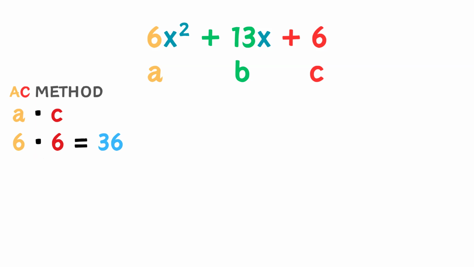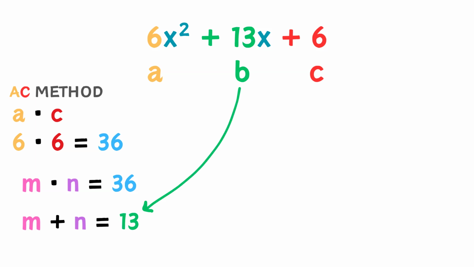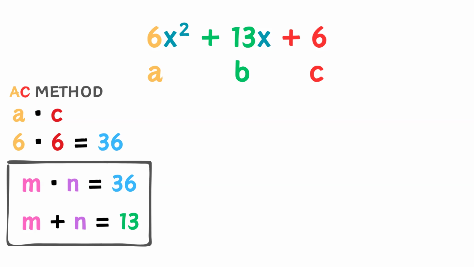Okay, now we need to find two numbers. Let's call them m and n. The product of these two numbers must be the product we just found, in our case 36. The sum of these two numbers must equal the coefficient of x, or b. So we're looking for two numbers whose product is 36 and whose sum is 13. So how can we find m and n?